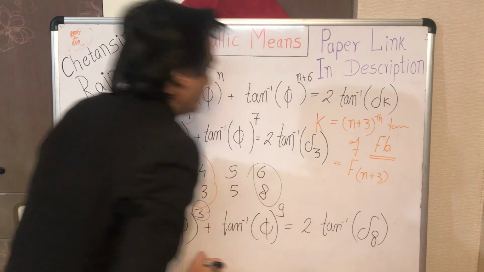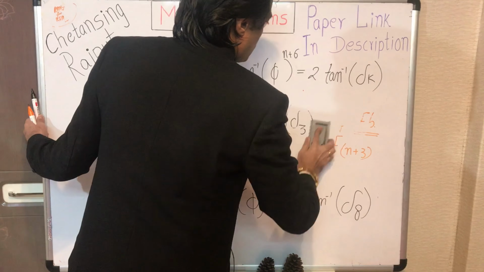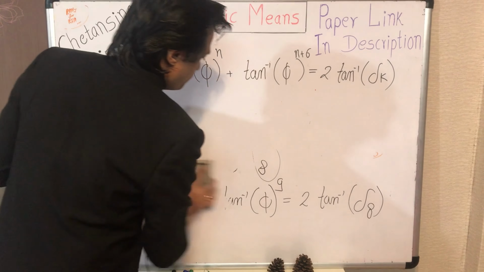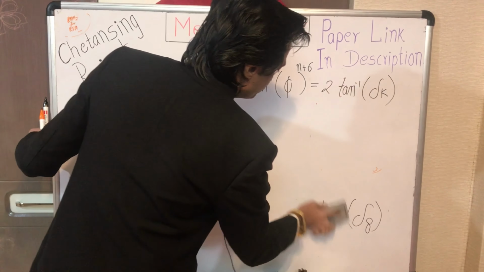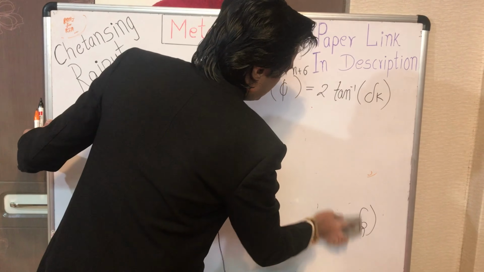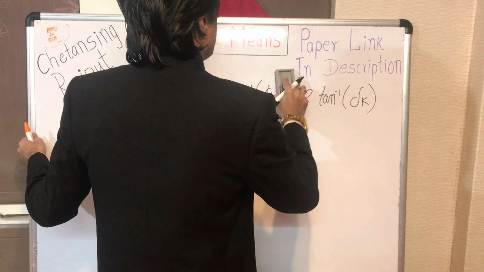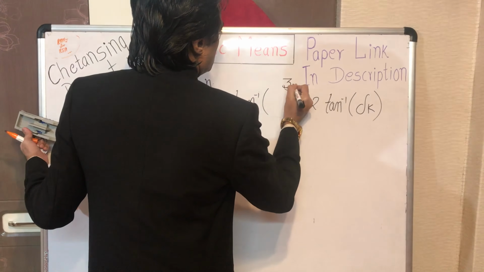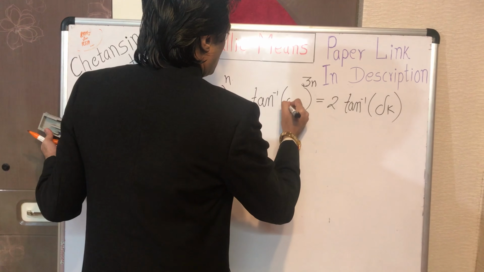Now let us see the third formula. Like the first formula, the third formula is also applicable for any metallic mean. The first and third formulae are applicable for any metallic ratio, while the second formula was applicable only in the case of the golden ratio. The third formula will be the tan inverse of some odd power of any metallic ratio plus the tan inverse of thrice the nth power of that metallic ratio.